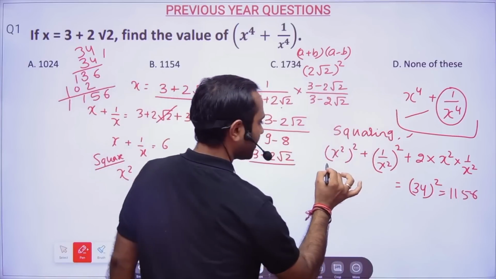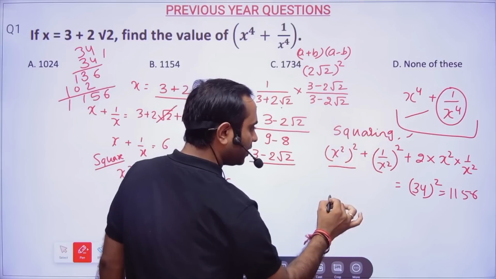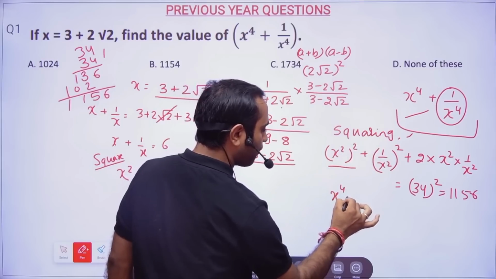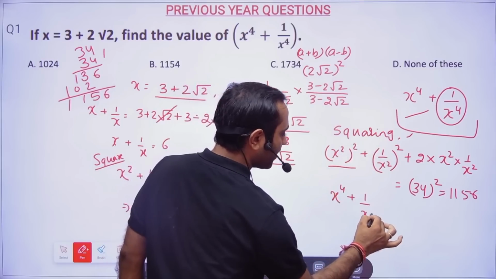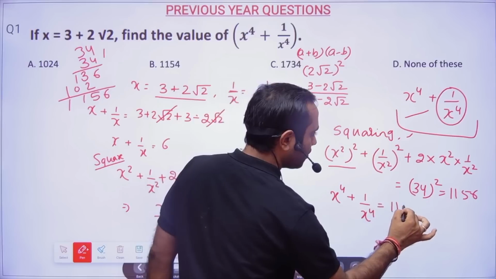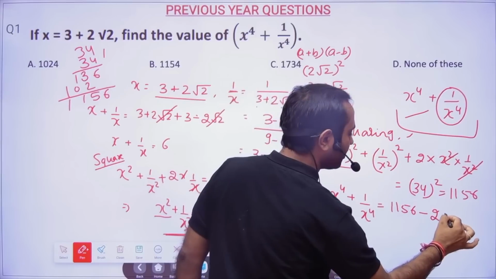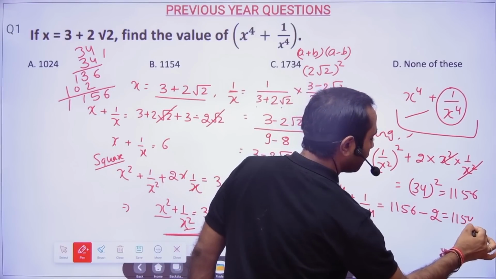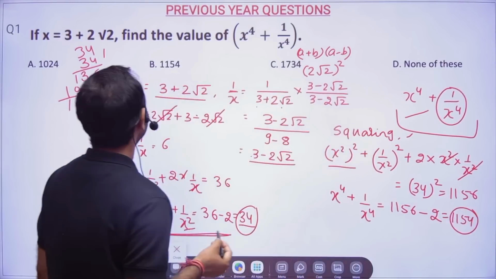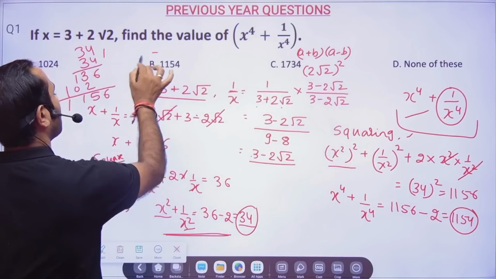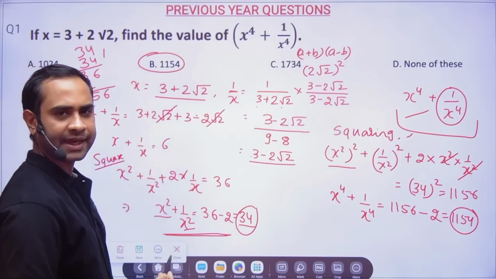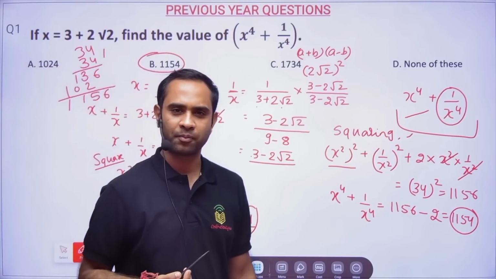Now you see, x square to the power 2, so it will be x to the power 4 plus 1 divided by x to the power 4 is equal to 1156 minus 2, so 1154 will be the correct answer, right? Option B will be the correct answer for this particular problem.